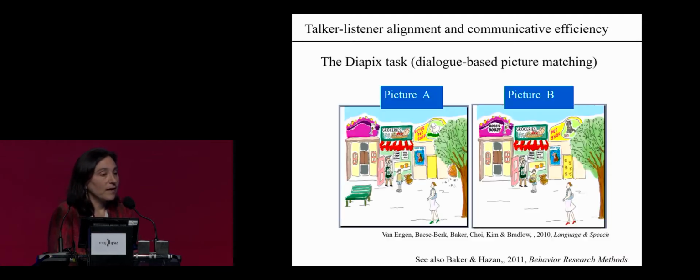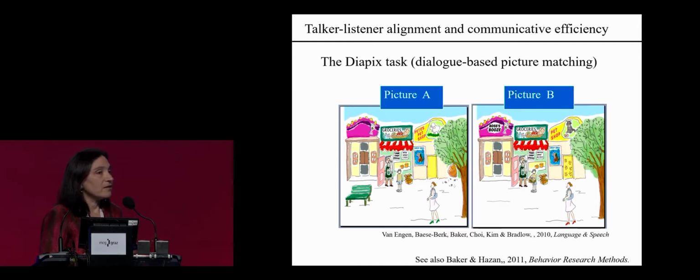To do this, we ran an experiment using a conversation elicitation technique that involves the diapix task. This is a dialogue-based picture matching task that involves two participants. So you have two talkers. Each one has a picture. Each talker cannot see the other person's picture. And the task is simply to work together to find 10 differences that exist between the two pictures.